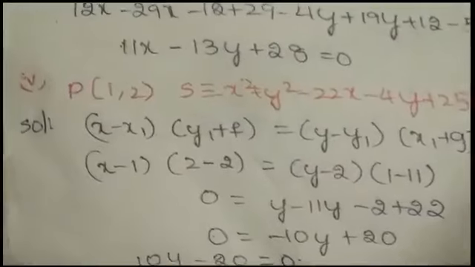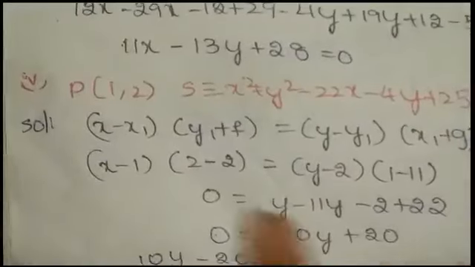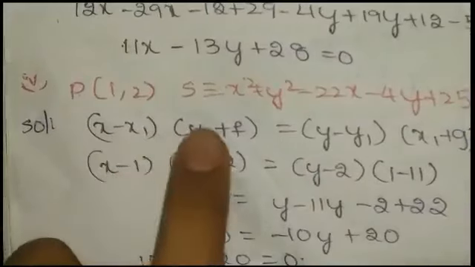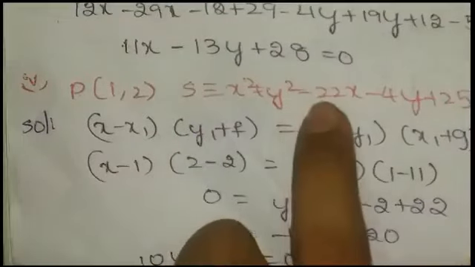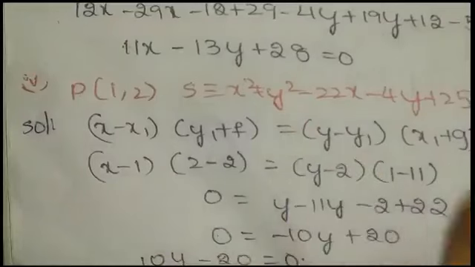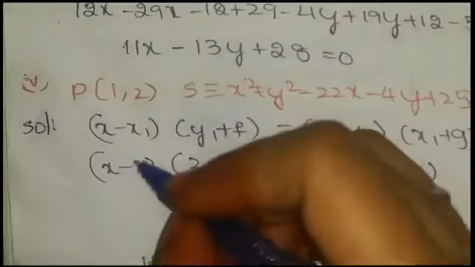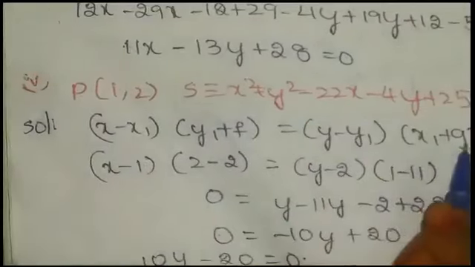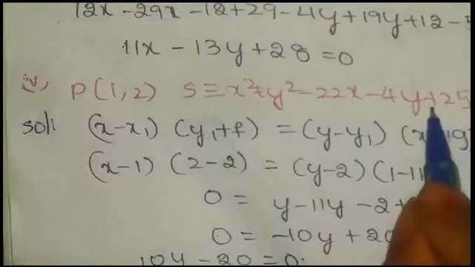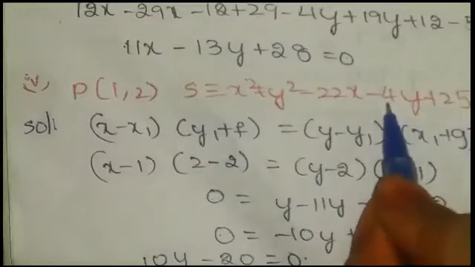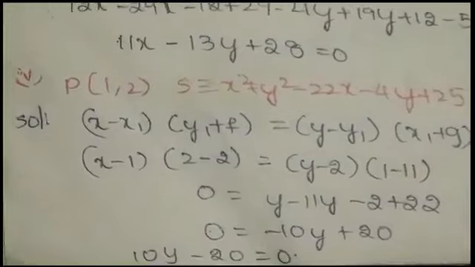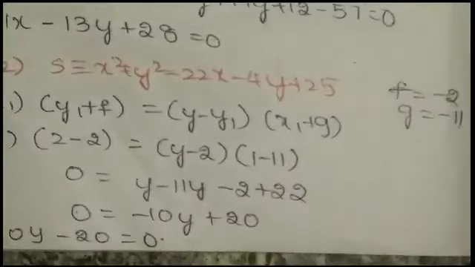And this is the fourth one. Same process. Write the formula and substitute the g and f values. Here g is minus 11, and f is minus 2. Then substitute g and f.